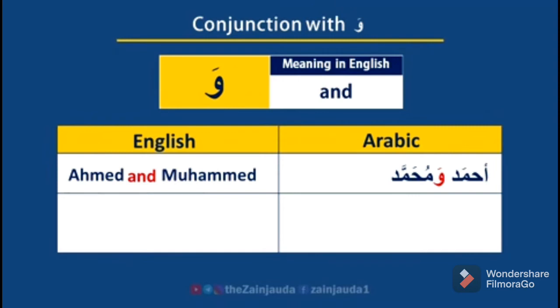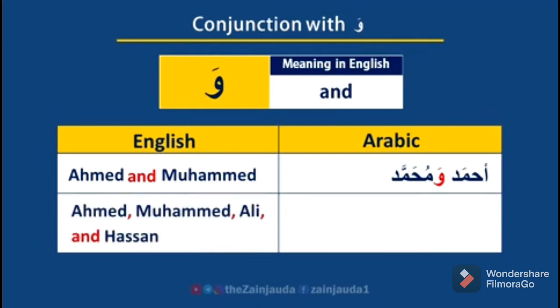But when connecting more than two words, there is a slight difference between Arabic and English. In English, we used to separate the words with commas and add the connection article and before the last word. So in listing a group of names, we say Ahmed, Muhammad, Ali, and Hassan. But in Arabic, we add the article wa before each next word. So we say Ahmed wa Muhammad wa Ali wa Hassan.